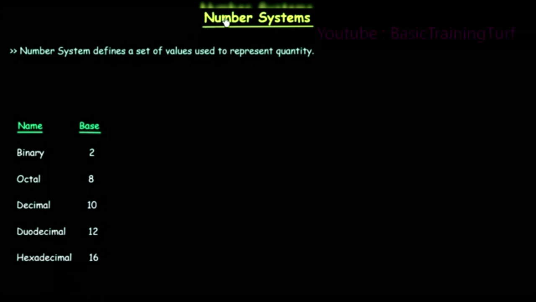From this lecture, we will start number systems. A number system defines a set of values used to represent quantity. Let us consider any quantity, and this quantity is represented by the decimal number 7392. This is in decimal. We can also represent the same quantity in any other number system like binary, octal, duodecimal, hexadecimal. The decimal number system is the most popular and common number system which we use in our daily life.